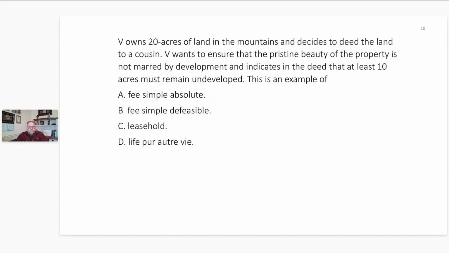V owns 20 acres of land in the mountains and decides to deed the land to a cousin. He owns it, so he's got the bundle of rights to dispose of it. We went over that. So he deeds the land to his cousin. V, though, wants to ensure that the pristine beauty of the property is not marred by development and indicates in the deed that at least 10 acres must remain undeveloped. This is an example of what?